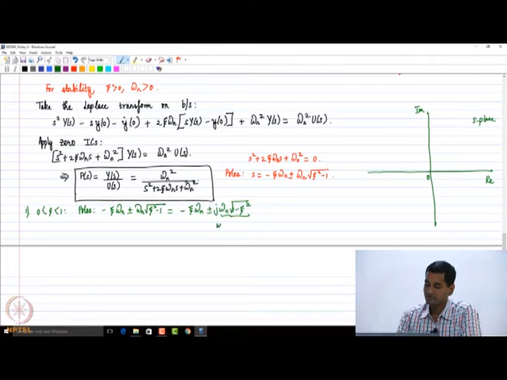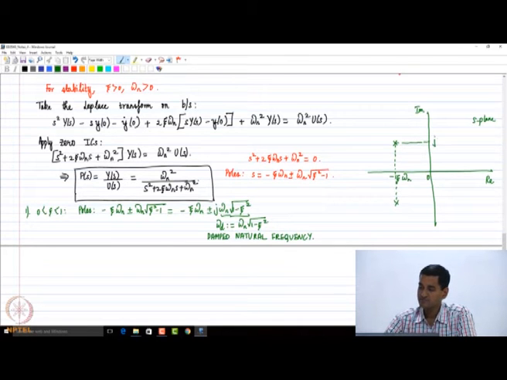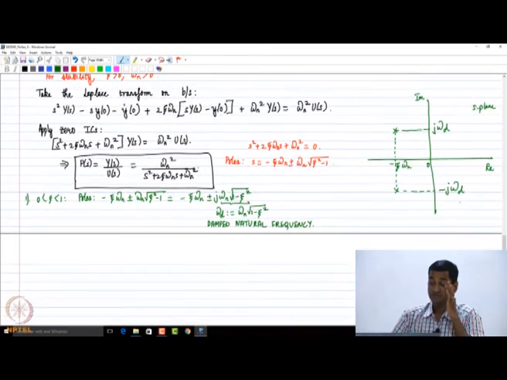Typically, this omega n times square root of 1 minus zeta squared is denoted as omega d, which is what is called the damped natural frequency. We will see why it's called damped natural frequency shortly, but that's what it's called. So omega n times square root of 1 minus zeta squared is omega d. If you plot it on the complex plane, we are going to have a pair of complex conjugate poles. The real part is going to be minus zeta omega n, and the imaginary part is going to be plus or minus j omega d. That's what we are going to have as far as this particular case is concerned.